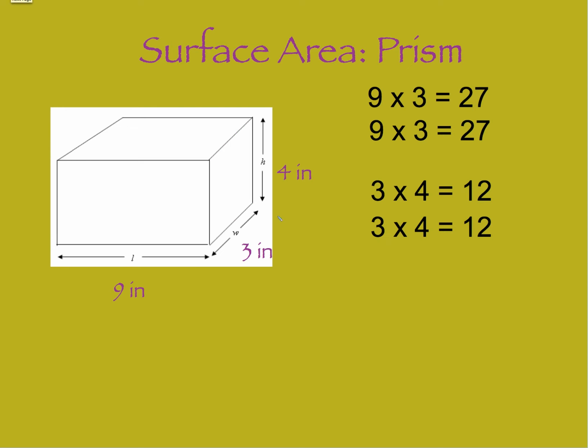Now let's look at the sides. We have 3 times 4, which is 12, and once I do that side, I know that the opposite side is the exact same size, so I once again did 3 times 4 again.